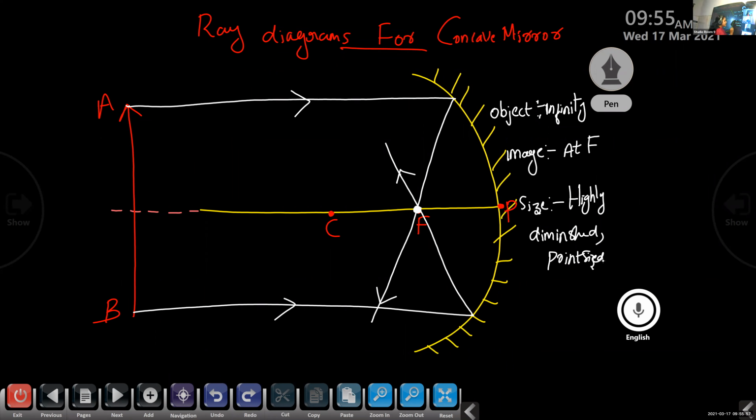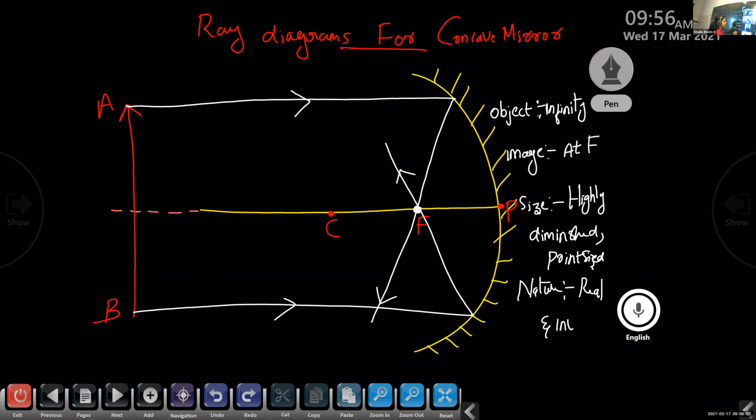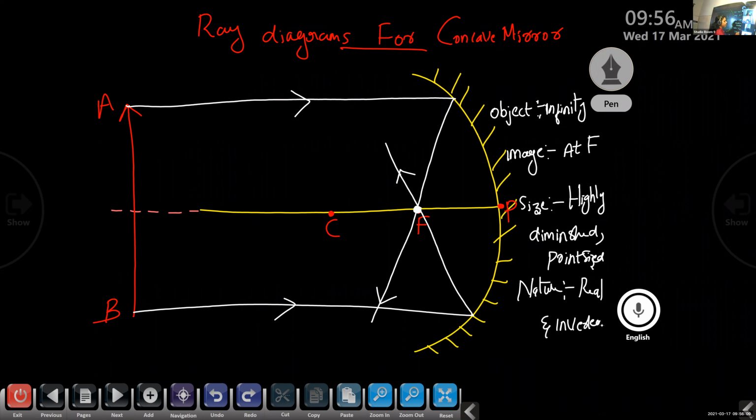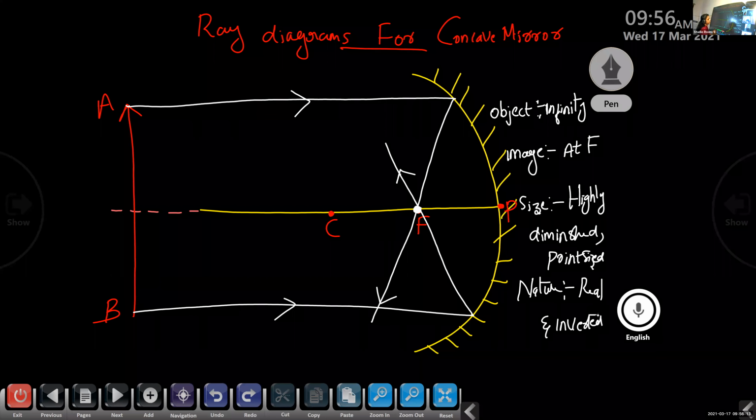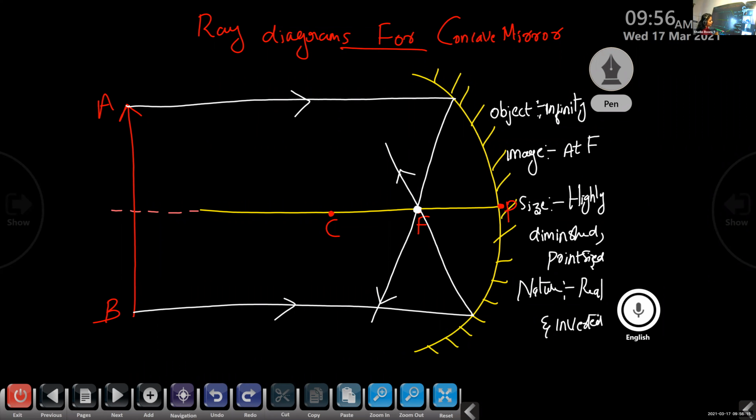And what about its nature that we were studying from that table? What about the nature of that image? Real and inverted. Very good. It is real and inverted. These are the characteristics of the image formed by the concave mirror when the object is placed at infinity. Clear?